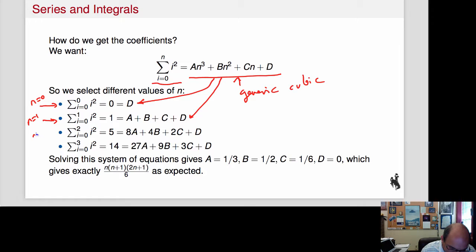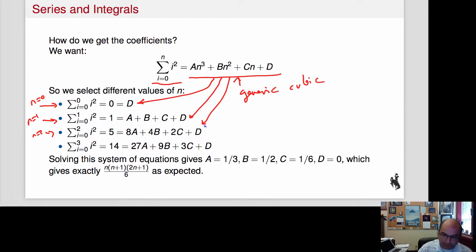And then when n is equal to 2, I get this. 1 squared plus 2 squared is 5. And when I substitute 2 into this generic polynomial, I get 2 cubed, that's 8 times a, 2 squared, that's 4 times b, just 2 times c plus d. So that ends up being that.